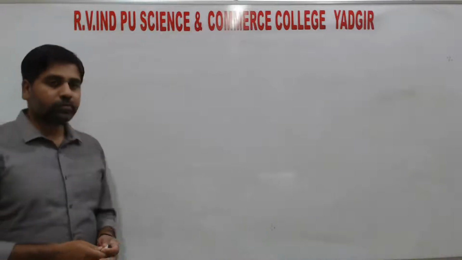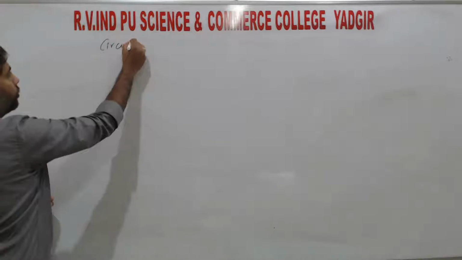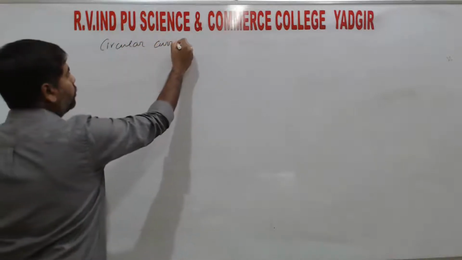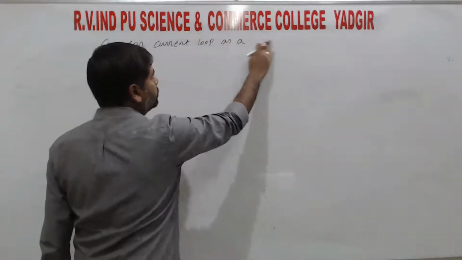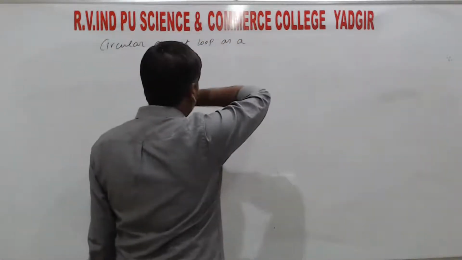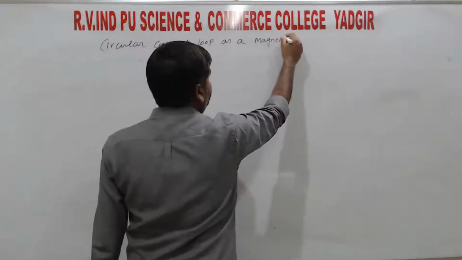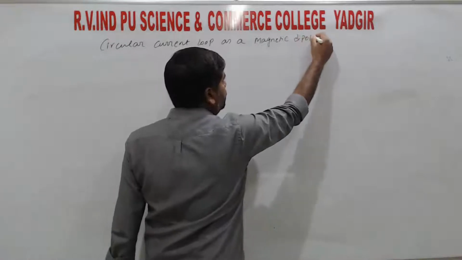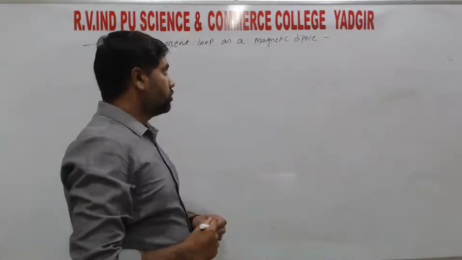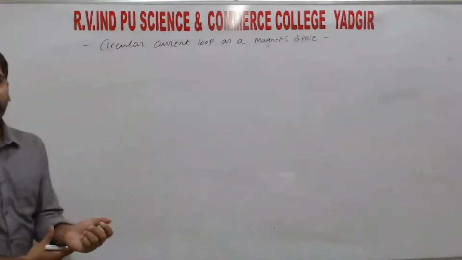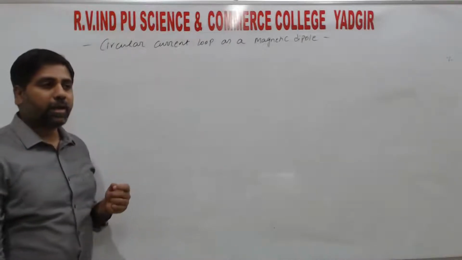Good morning, students. So today we will discuss circular current loop and magnetic dipole. Right. So magnetic dipole, it is a product of that is magnetic dipole moment. It is similar to that of the electric dipole, right?